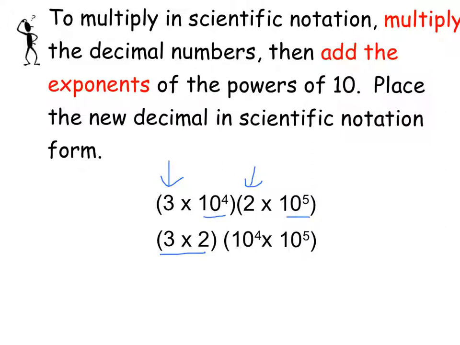So 3 times 2 is easy. That's 6 times, and this is where your exponent rules come in. You know this. When you're multiplying powers with the same base, you add the exponents. So the base stays the same, and you add the exponents. So 3 times 10 to the 4th times 2 times 10 to the 5th comes out to be, very simply, 6 times 10 to the 9th. It is much easier that way than putting it into standard form and then multiplying.